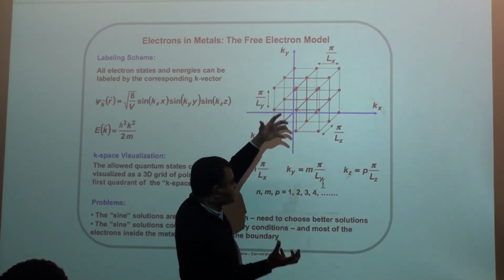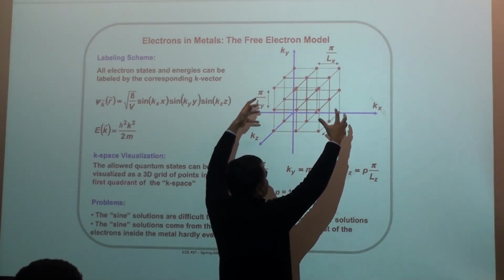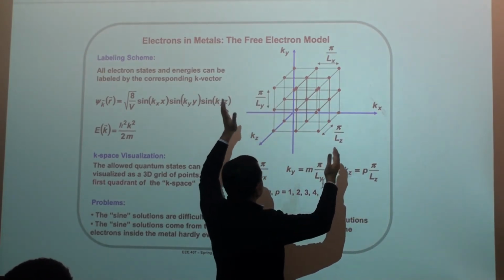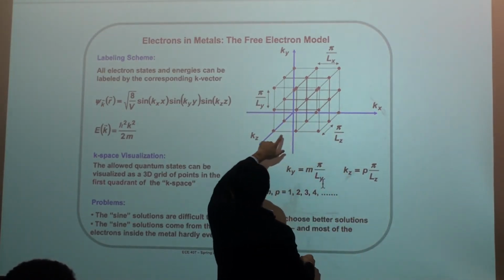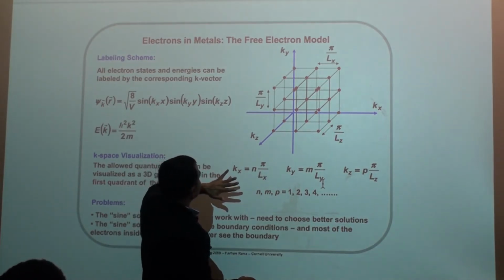It's how much, if you give me a certain volume in k space, how many states are there? This is that volume divided by 2 pi by L whole cubed. Here I think he's doing a pi by L thing, right? Here he's using a hard wall boundary condition.